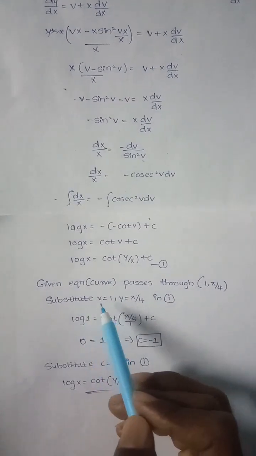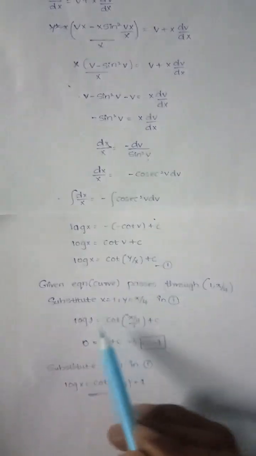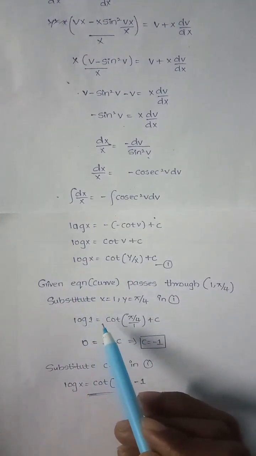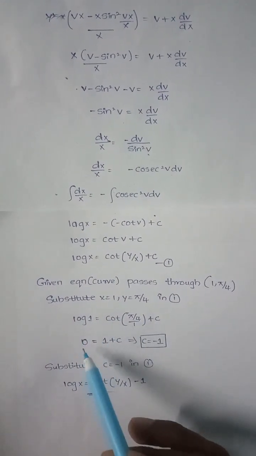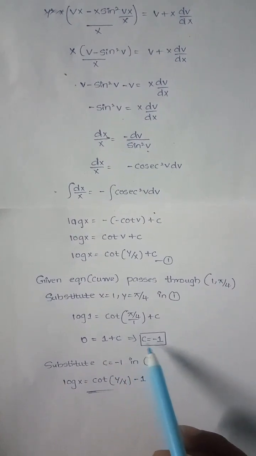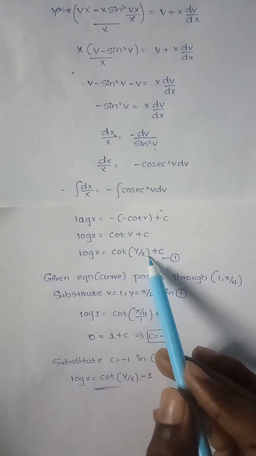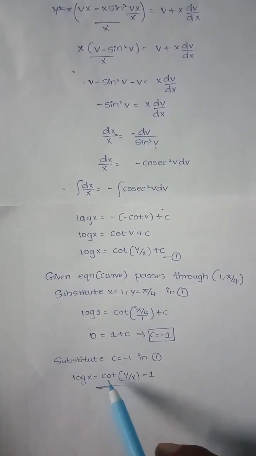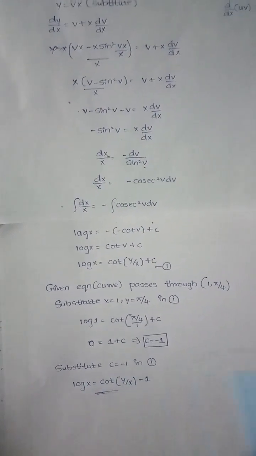Now substituting x equals 1 and y equals pi by 4, we get log 1 is equal to cot pi by 4 by 1 plus c. Log 1 is 0, equals cot pi by 4 is 1, plus c. From this, c equals minus 1. Now substituting c equals minus 1 here, we get log x is equal to cot of y by x minus 1, which is the required solution for the given question.